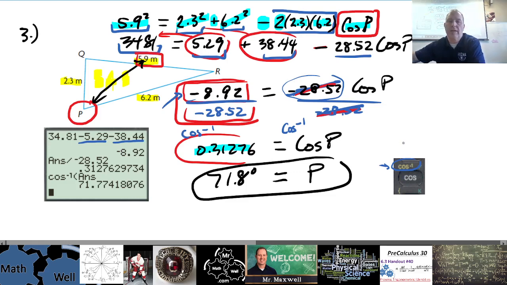Make sure your calculator is in degrees because you want angles in degrees. Not like an R on your calculator or radians or gradians or anything like that. It has to be degrees. And so you should get 71.8 if you're doing this correctly. So yeah, that's 3. And that's how you solve for an angle.